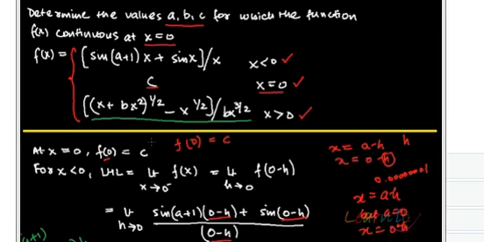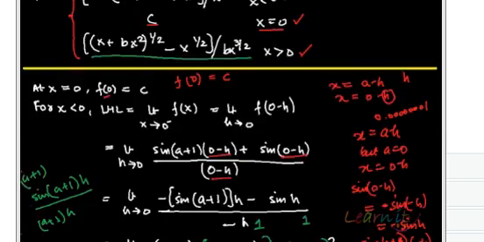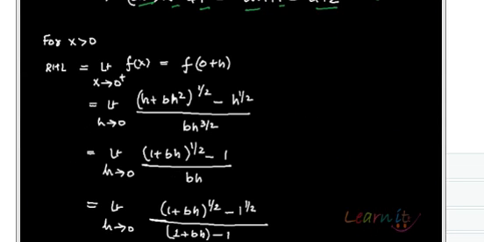That is (x + bx)^(1/2) minus root of x upon bx^(3/2) when x is greater than 0. Okay, so how do you go about it? So you have, now I'm writing 0 plus, because this is what I want to emphasize, that when you're writing it as a right hand limit, you'll be writing it like this.